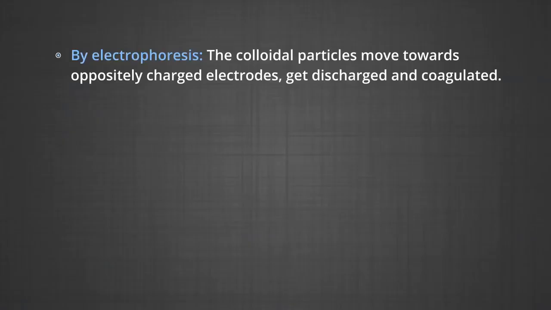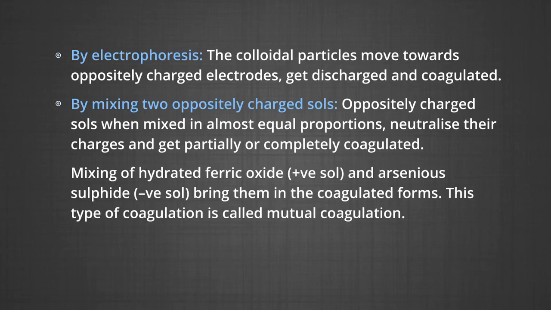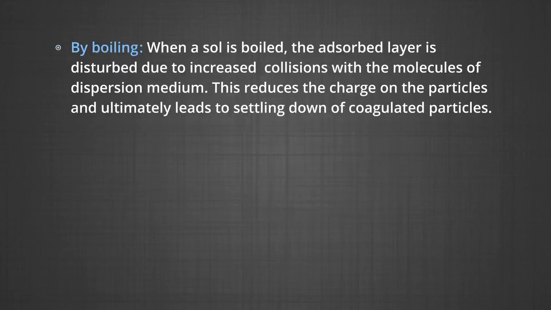Number 1, by electrophoresis. The colloidal particles move towards oppositely charged electrodes, get discharged and then coagulated. Number 2, by mixing two oppositely charged sols. Oppositely charged sols, when mixed in almost equal proportions, neutralize the charges and get partially or completely coagulated. Mixing of hydrated ferric oxide, which is a positive sol, and arsenious sulfide, which is a negative sol, bring them in the coagulated forms. This type of coagulation is called mutual coagulation. Number 3, by boiling.